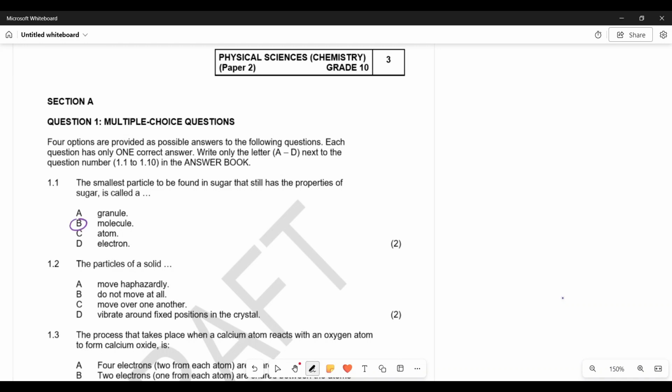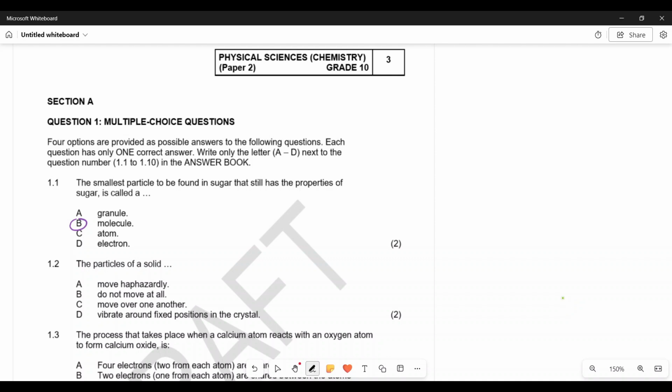Now, particles of a solid: here the options are that they move haphazardly, do not move at all, move over one another, or vibrate around fixed positions in the crystal. Every time I answer a multiple choice question and I'm not sure of the answer, I apply my elimination method. How would I go about doing that? I eliminate the answers that are obviously incorrect, and I choose between my remaining answers the one that I think is most correct.